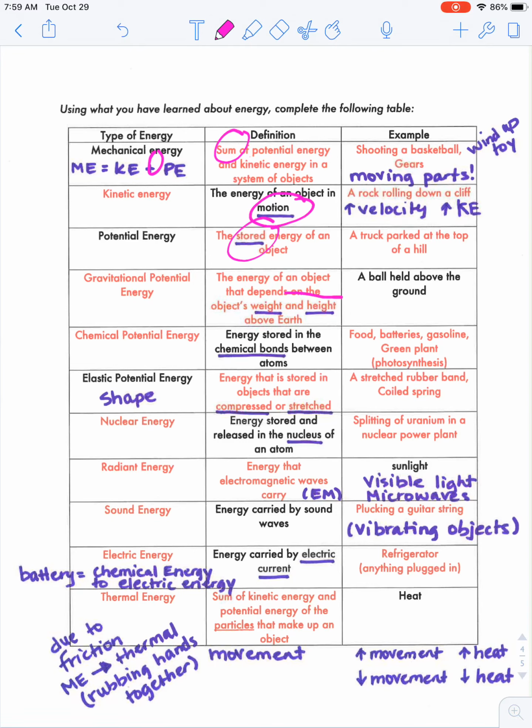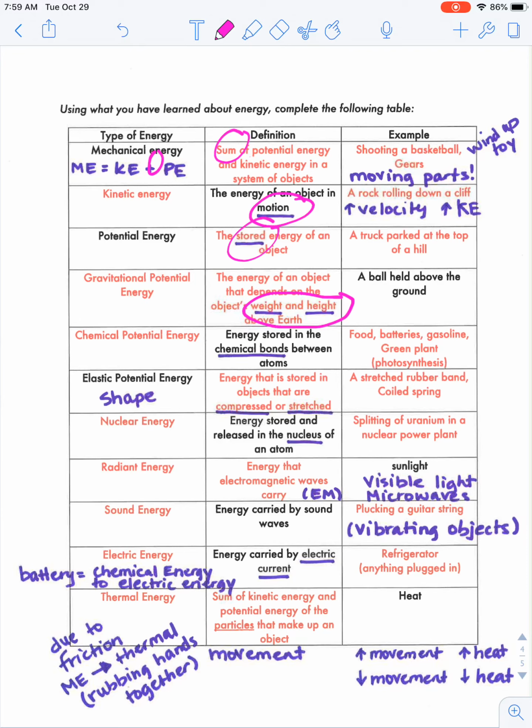Gravitational potential energy is the energy of an object that depends on the weight and the height above Earth. Now remember, we're going to remember those two go together because they visually look like they're spelled very close except for the W and the H. So we're going to remember that weight and height go together, that the higher you are off of the ground, the more gravitational potential energy, the more weight that object has, the more gravitational potential energy. So the example, a ball held above the ground.